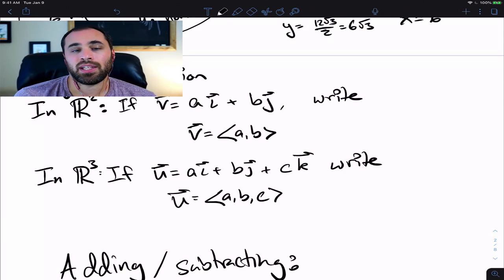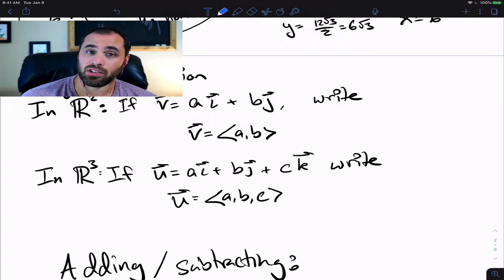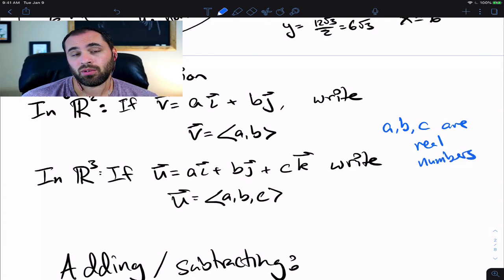So once we're good with the ideas of the vectors i, j, and k, the unit vectors, and that we can decompose any vector in 2 dimensions or 3 dimensions using those, then we'll find the algebraic notation, or the bracket notation, can be a really concise way to write vectors.